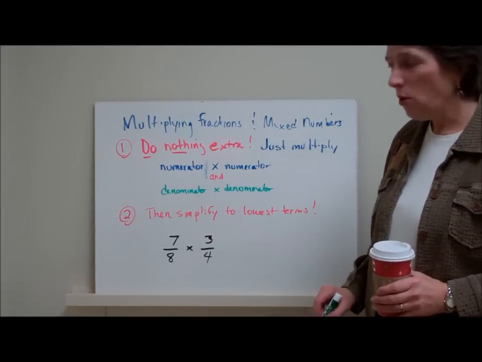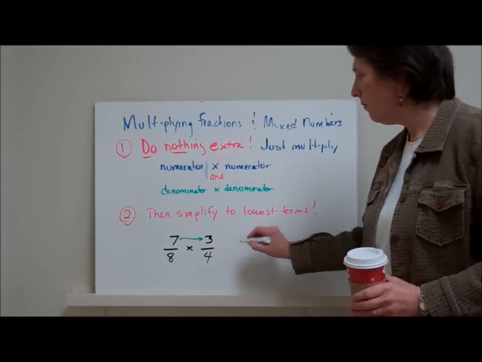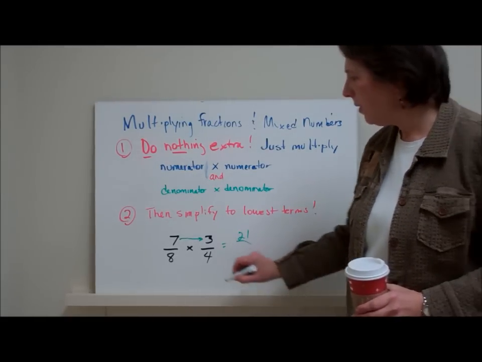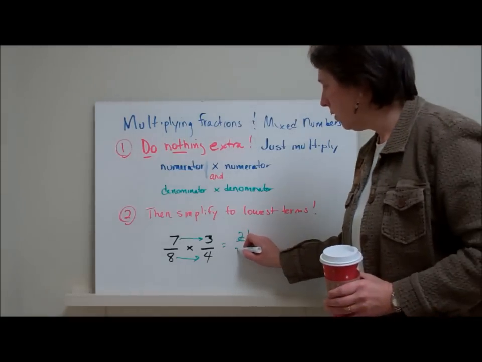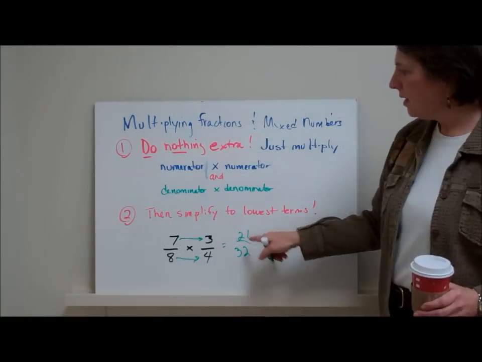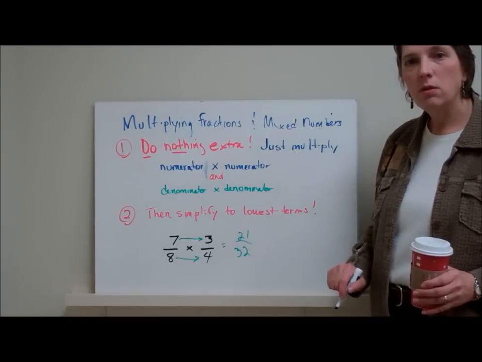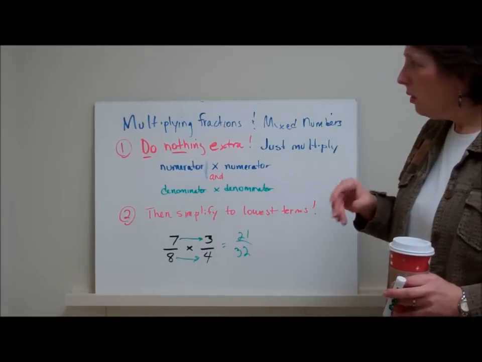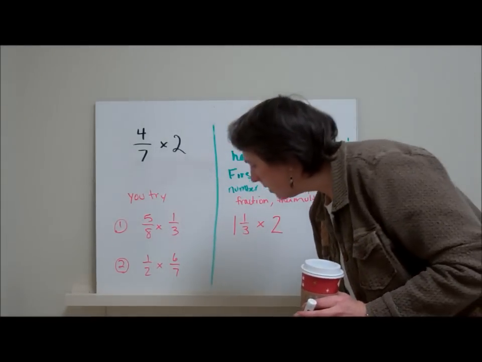7/8 times 3/4. We multiply numerator times numerator, and we get 21. And we multiply denominator times denominator, and we get 32. We check this. Is this simplified and in lowest terms? Yes. So that's our final answer. That's all we do when we multiply fractions.